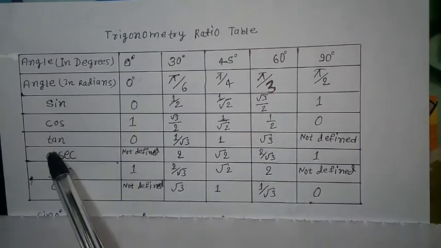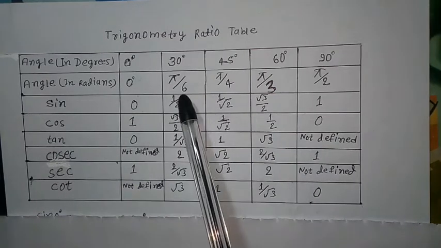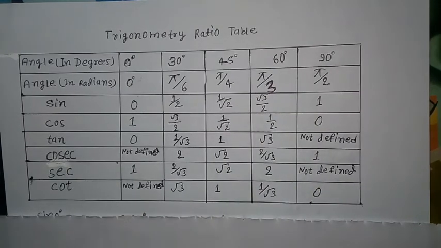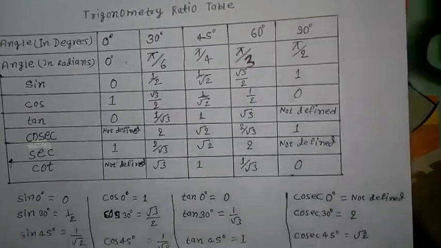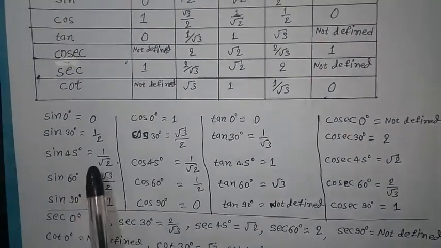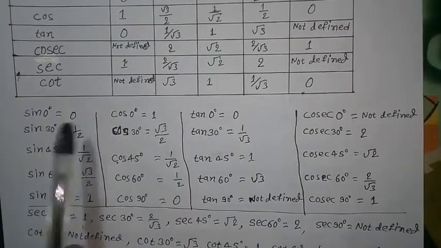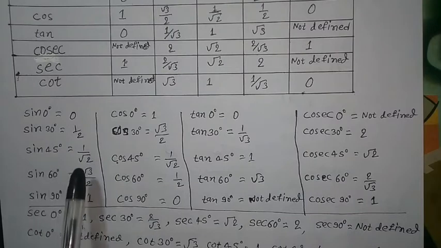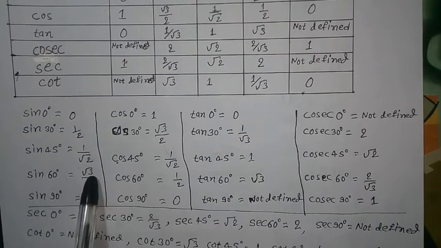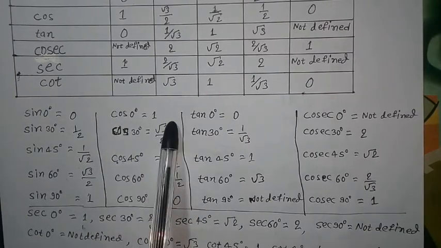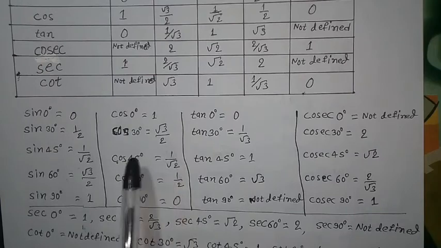This is the table of the values of different angles with the different trigonometry ratios. In this table I can also write this and also remember this: sine 0 is equal to 0, sine 30 is equal to 1 by 2, sine 45 degree is equal to 1 by root 2, sine 60 degree is equal to root 3 by 2 and sine 90 degree is equal to 1. Similarly, cos 0 degree is 1, cos 30 degree is root 3 by 2, cos 45 degree is 1 by root 2, cos 60 degree is 1 by 2 and cos 90 degree is equal to 0.